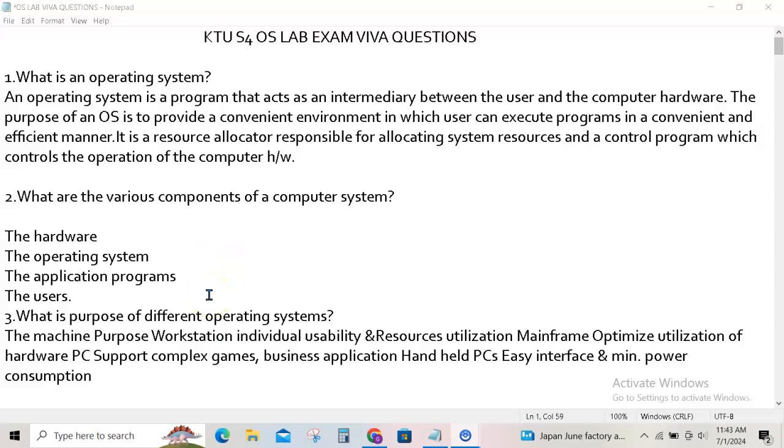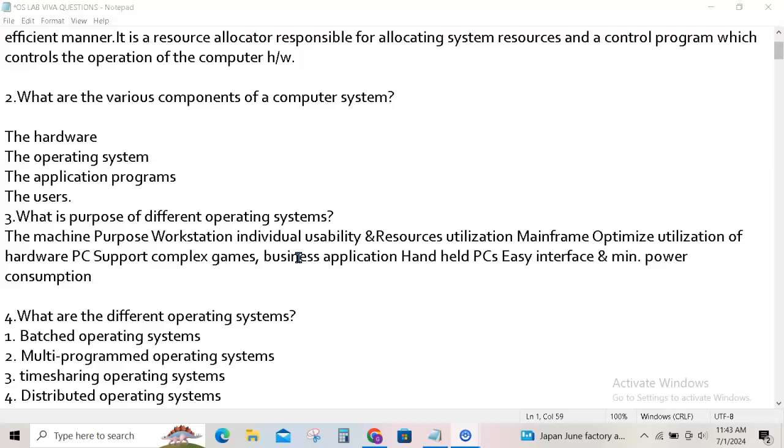First question is, what is an operating system? An operating system is a program that acts as an intermediate between the user and the hardware of the computer. It thus provides a convenient environment in which users can execute programs. It is also responsible for allocating resources, and it acts as a control program which controls the operation of the computer's hardware.